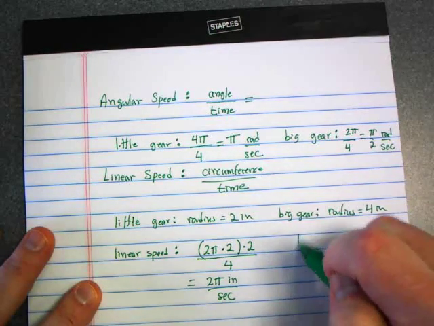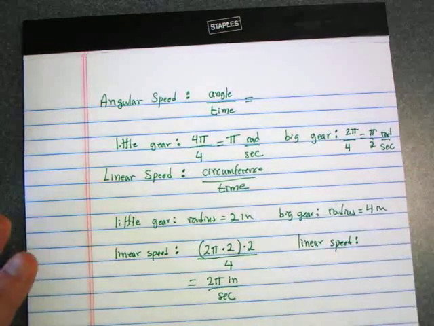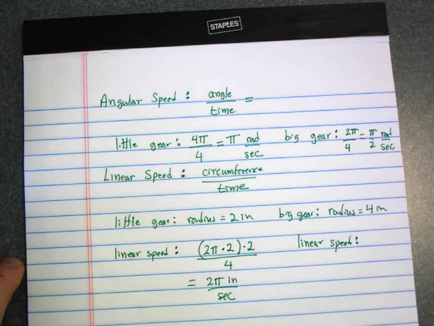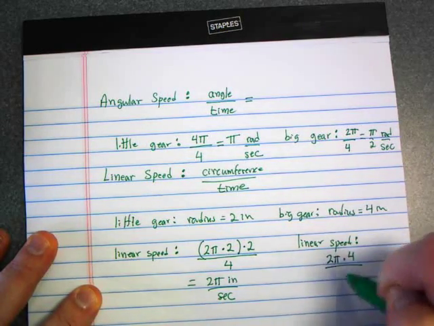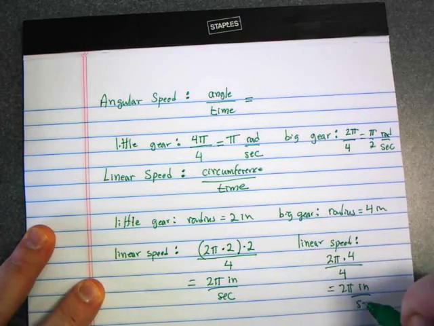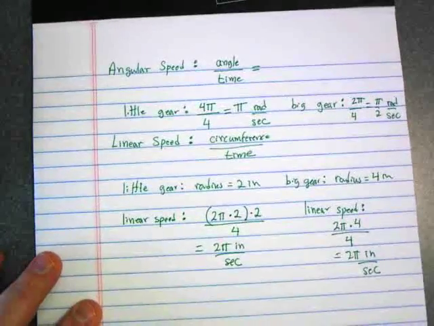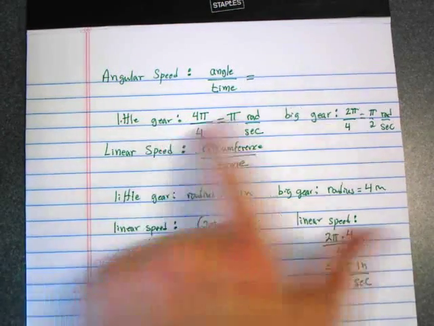On the other hand, what's the linear speed of the big gear? Well, it only did 1 revolution. So what was its circumference? 2 pi times 4, and it took 4 seconds. So those 2 gears, because they are connected, they have exactly the same linear speed. If I put them on the floor and let them roll, they're going to go at exactly the same speed. But they had different angular speeds because of different sizes.